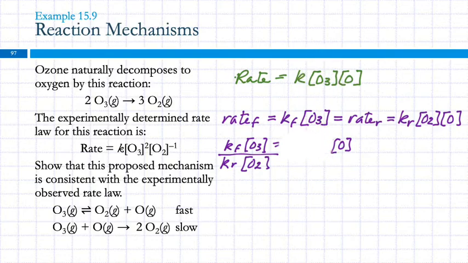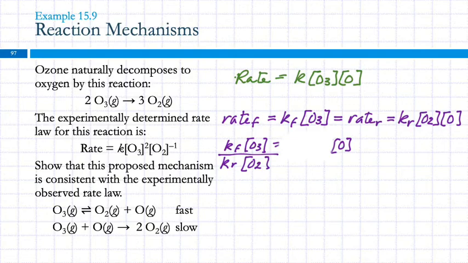I'm curious, I might be jumping a little bit too far ahead of what you're trying to do, but if O2 is the product, then how can we include it in the rate law for the reactants? That's an interesting question. Let's not talk about that just yet. We'll finish the problem and then we'll talk about that.